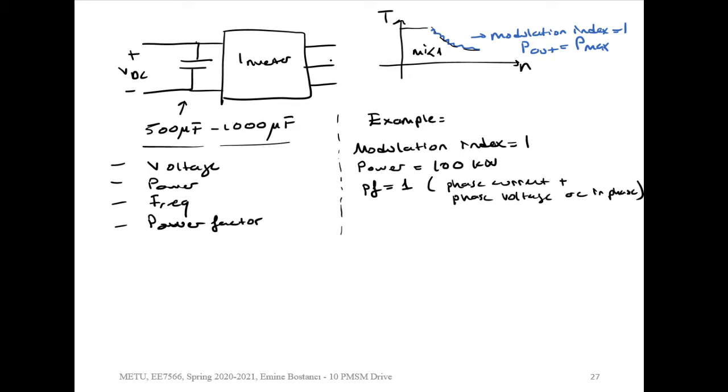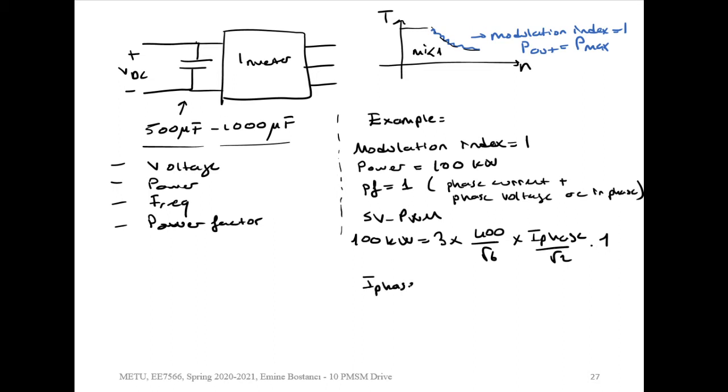In this case, at the output we have 1000 kilowatts. 1000 kilowatts is going to be 3 times, and assume we have space vector PWM, 400 divided by square root of 6, multiplied by I phase, square root of 2, times 1, because my power factor is 1. And in this case, I phase is going to be 288 amps, as I have just discussed 2 slides before.